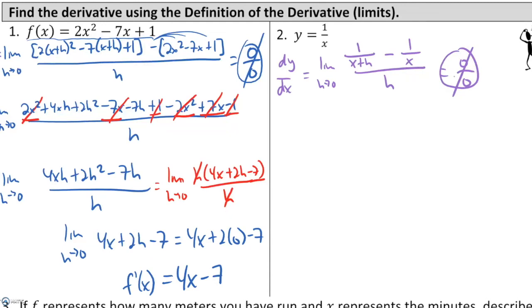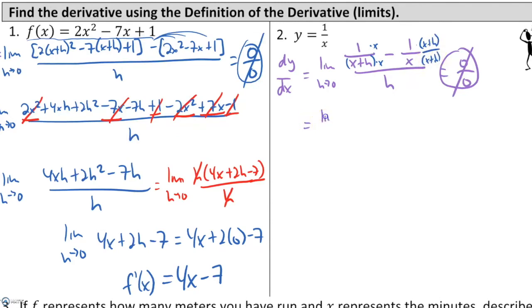Can't do that. So we've got to see if there's some way we can manipulate that in order to get rid of the h. And what I see right away is two fractions in the numerator. I would prefer to have those as one with a common denominator. And I can get a common denominator by multiplying this numerator and denominator by x, and over here, x plus h over x plus h.